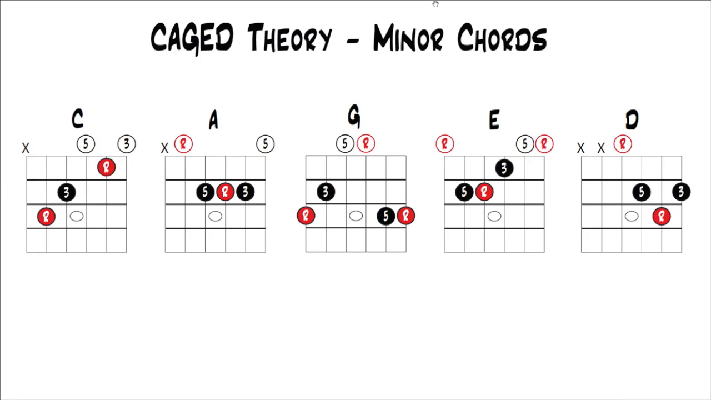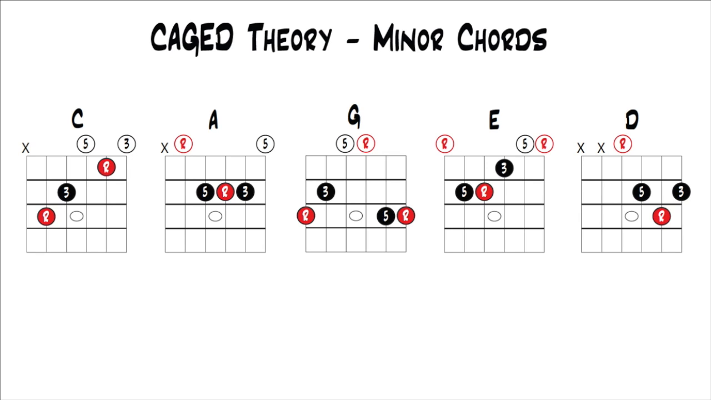So now you understand how the CAGED system applies to major chords, I'm going to explain how it also applies to minor chords. And this is an important step in understanding the CAGED system that many teachers leave out or never get to. And I think it's a really important step that you need to understand because the majority of songs don't just have major chords in them. So if you're just learning the CAGED system for major chords, it's a pretty useless system in my opinion. So I'm going to show you how you can use it to find minor chords as well.